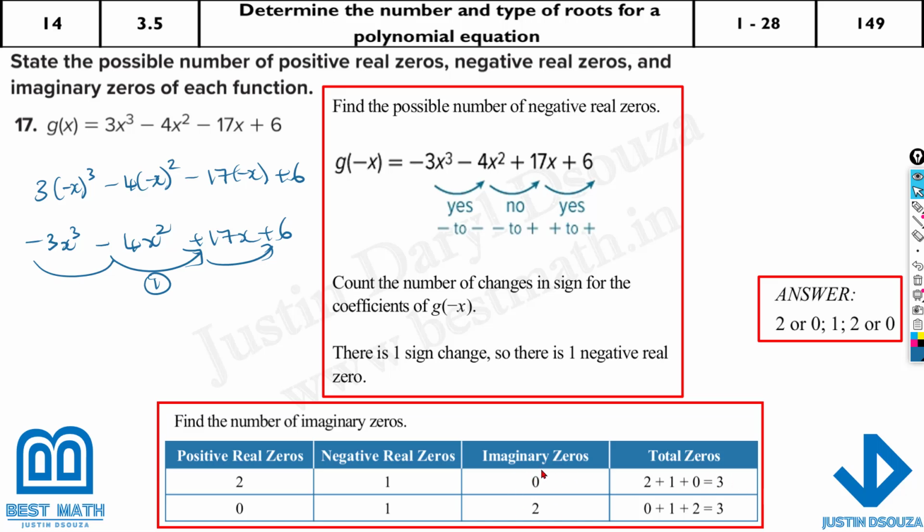There cannot be any imaginary. But what if you have 2 imaginary? Then negative real zeros cannot be negative numbers. It should be 1 itself. This will be 0. So then maximum 3. But the first case is the true one for this particular equation, because we saw in the calculator.